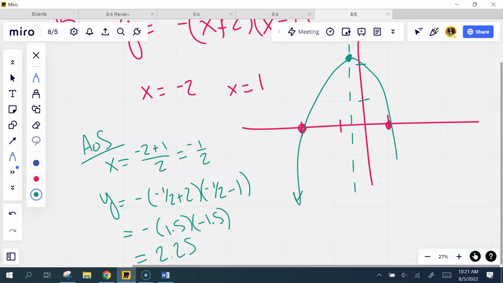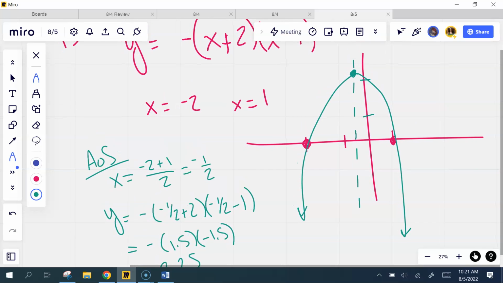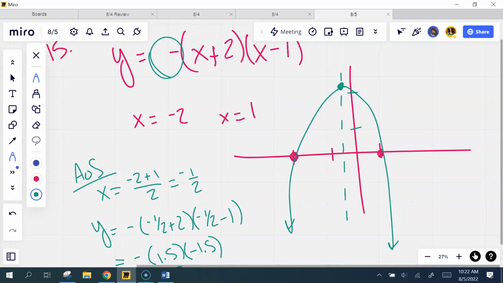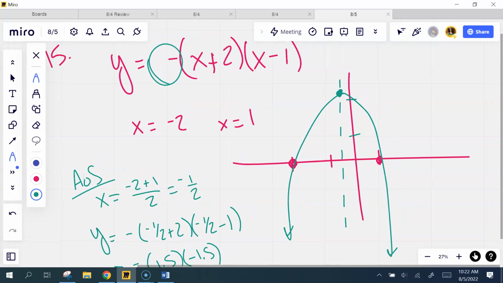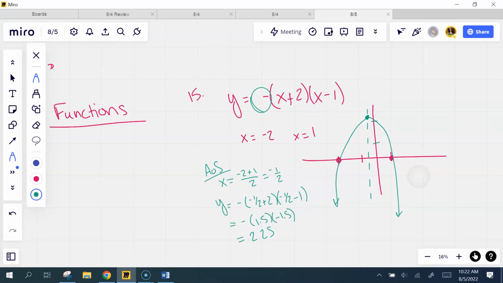Does it do everything that it is supposed to do? Is it up and down? Is it average width? And are the intercepts correct? Yes. Does that answer your question, Miguel?